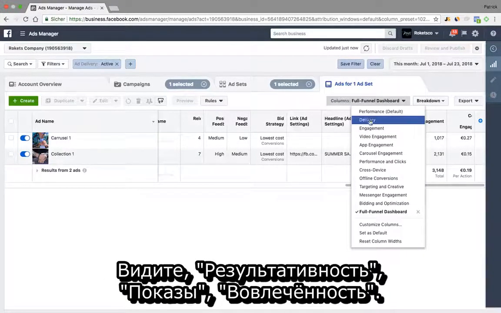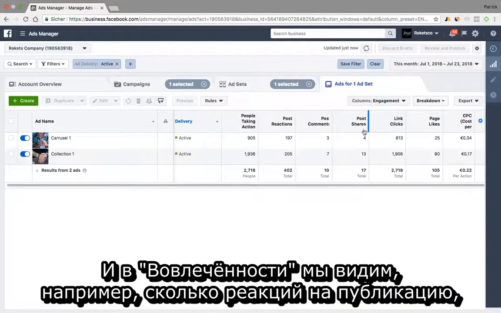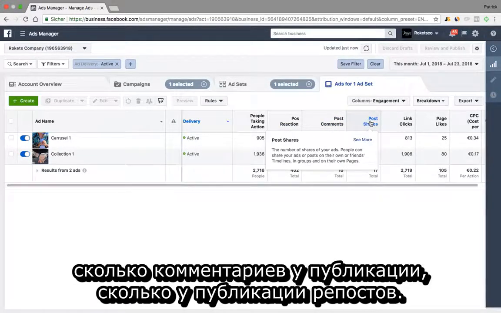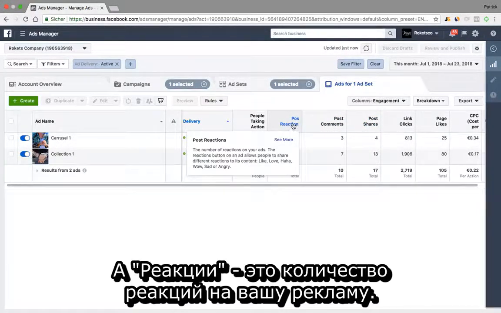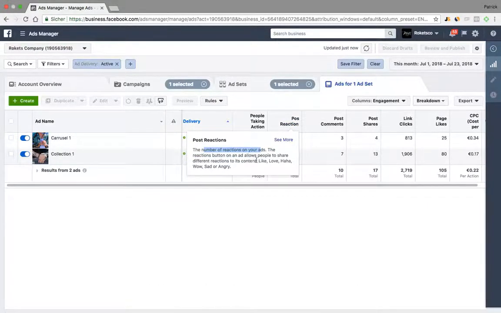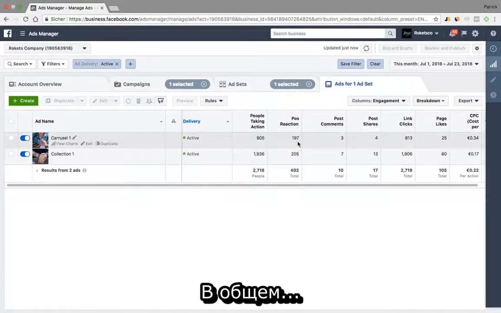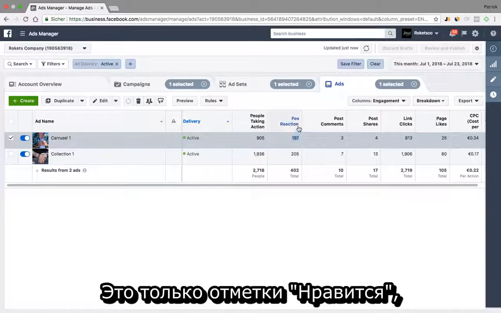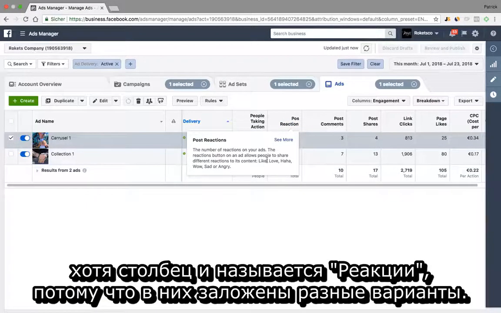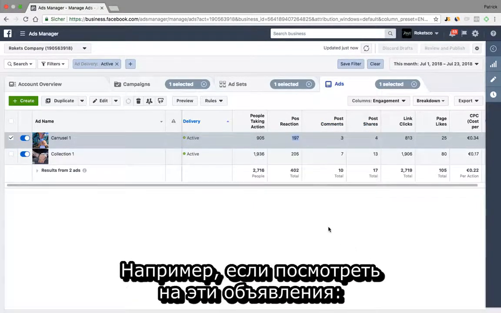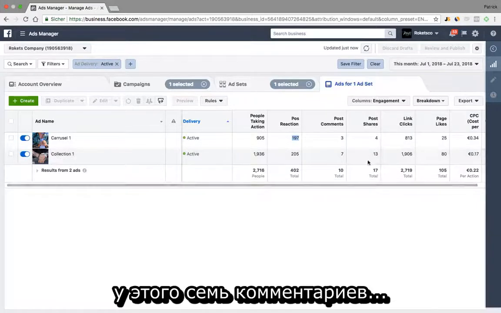Okay, so you see performance, delivery, engagement, and in the engagement one you see, for example, how many post reactions, how many post comments, how many post shares, so on and so forth. Okay, and the reaction is the number of reactions on your ads. So the reactions could be like, love, haha, which is the happy face, wow, sad or angry. Okay, so basically in the past this was just likes. Now it's called reactions because you can express different options. Comments, that's what matters now the most for us, and shares. And for example, if you take a look at this one, it has received 7 comments.